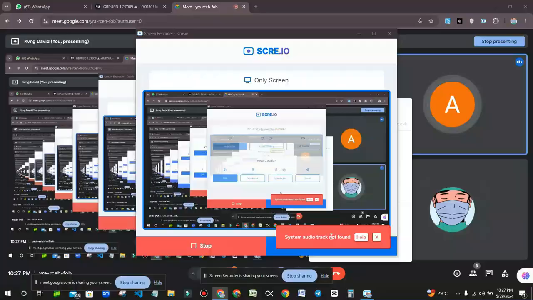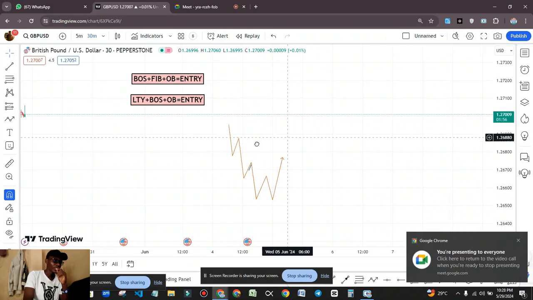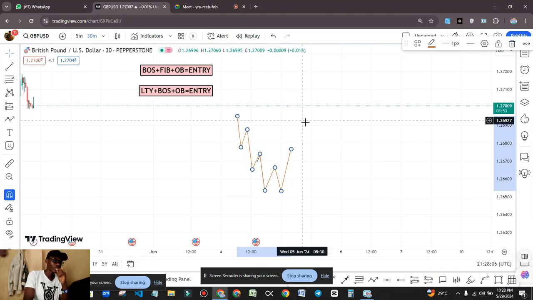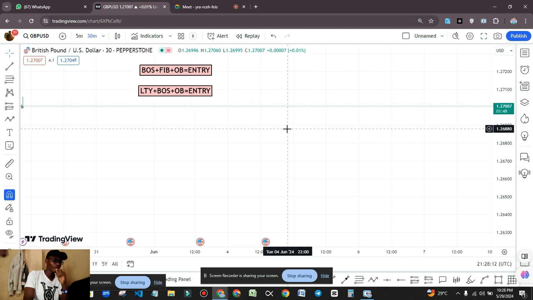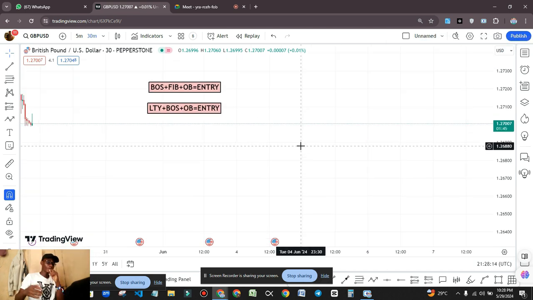So let me just explain the strategy I'm using. My strategy is in two models. I explained that there are only two entry models I'm using. The first one is BOS, Fibonacci, order block, which is my entry, while the second entry model I'm using is liquidity first, break of structure, and order block. And I said that the one that has the higher win rate is the one that has liquidity. So now let me explain the two entry models, but let me start with the first one.